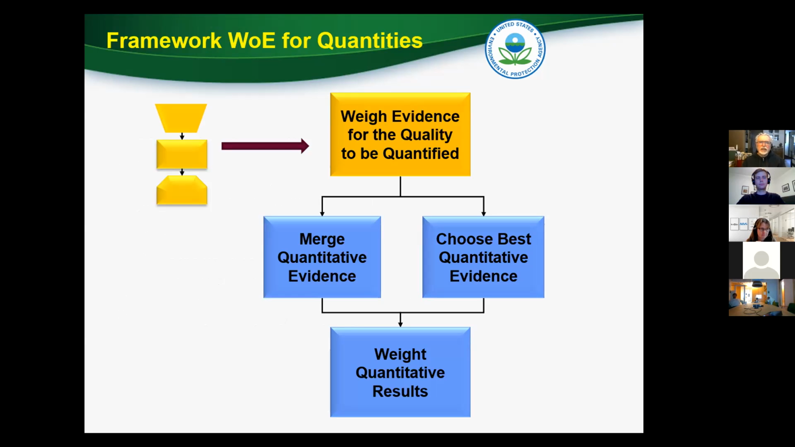So this is the framework for the weight of evidence for quantities. Weigh the evidence for the quality to be quantified, merge the quantitative evidence in a meta-analysis, or choose the best quantitative evidence and use that. And in either case, you want to explain the weight of that quantitative result. How much confidence do you have in that result, whether you derived it by meta-analysis or by weight of evidence? You still want to give the user some idea of how reliable, how weighty the results are.